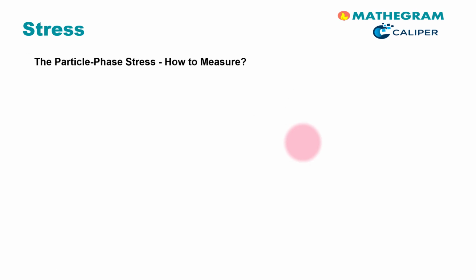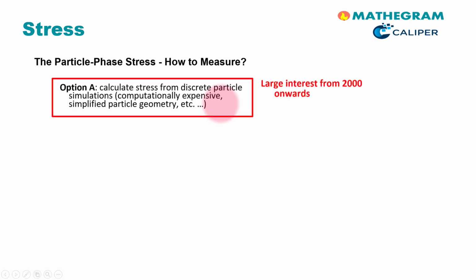We next dedicate our attention to the stress in a granular material. The first question that arises is, how can we measure the stress? In fact, multiple options exist to do this. First, we can calculate the stress from discrete particle simulations, such as the DEM. This is computationally expensive, however, as you know, the DEM is now in widespread use. The large interest in this option started around the year 2000 and is still ongoing.